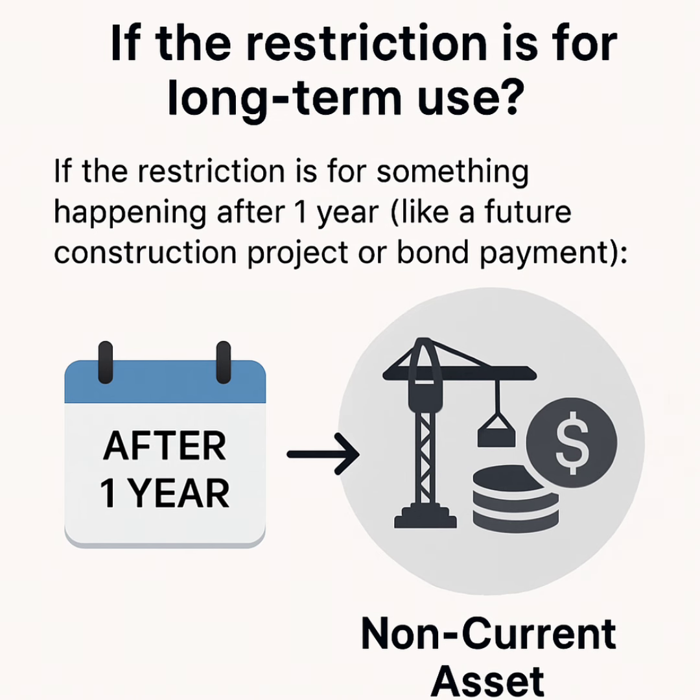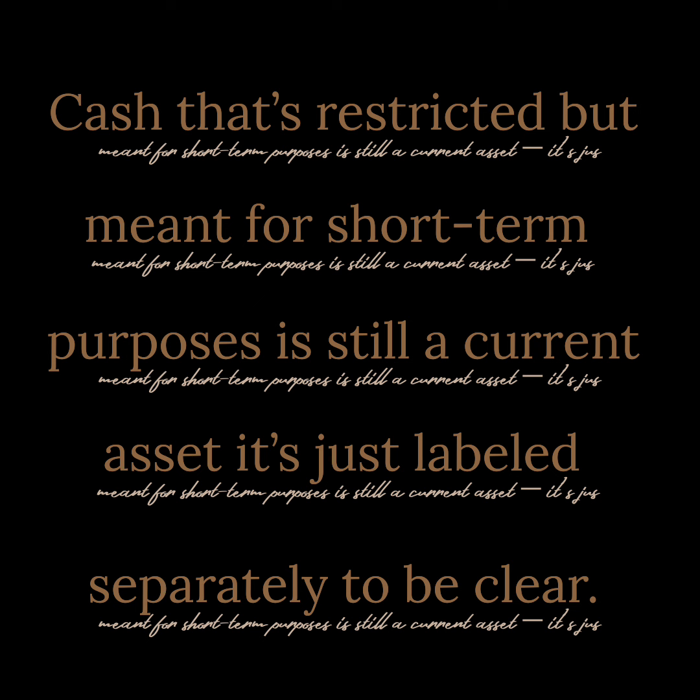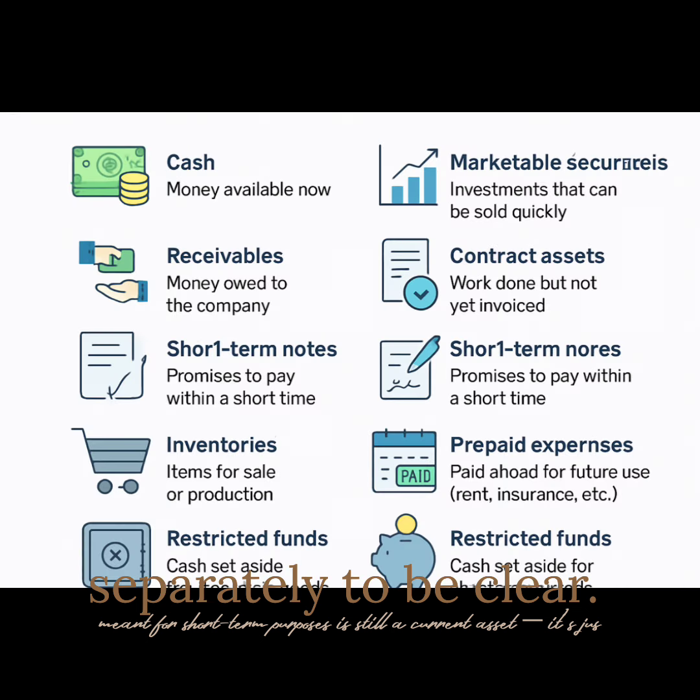If the restriction is for something happening after 1 year, like a future construction project or bond payment, it becomes a non-current asset, not current. Cash that's restricted but meant for short-term purposes is still a current asset. It's just labeled separately to be clear.